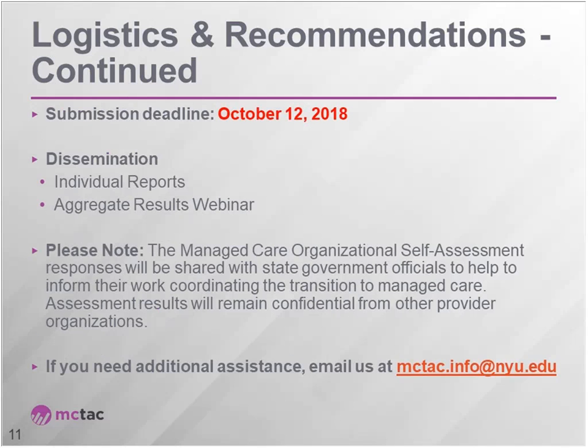And then, again, just reiterating some of the things that Andy mentioned already, we will be providing individualized reports based on your responses. And we will also have a webinar in November that provides the aggregate results from this round of assessments with the critical access providers. And again, just a note that the assessments will be shared with our state partners. The results will be shared with them since it is connected to the critical access provider funding.